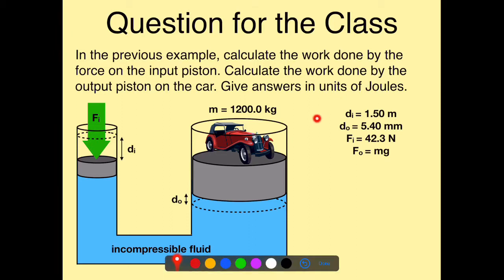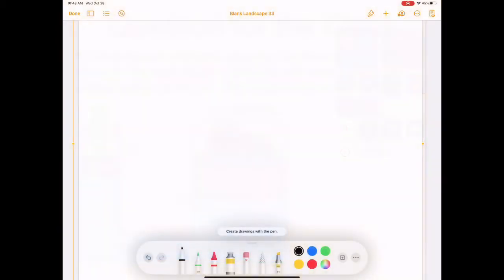Here's everything we know from our previous calculation. Di is 1.5 meters. Do is 5.4 millimeters. Fi is 42.3 newtons. And then the output force is just the weight of the car, which is mg. So pause the video for a second, try to work this out, and then we'll go through it together. Okay, so remember how we calculate work. W is equal to F D cosine phi, and phi is the angle between the force and displacement.